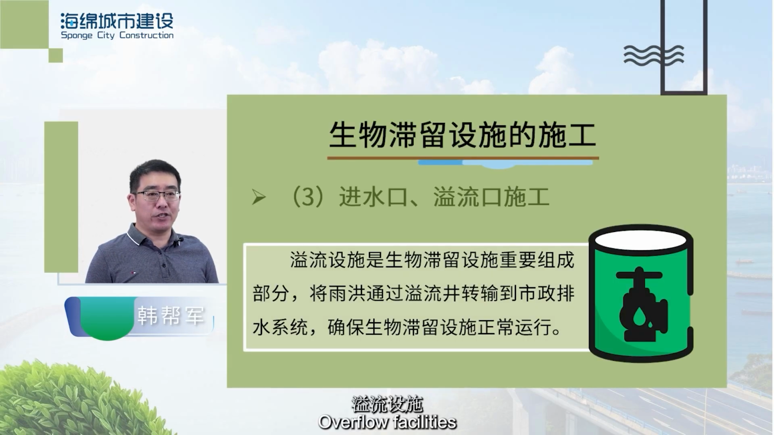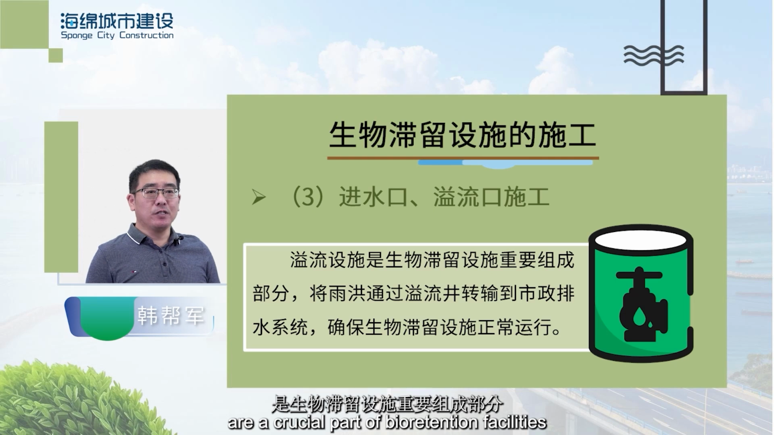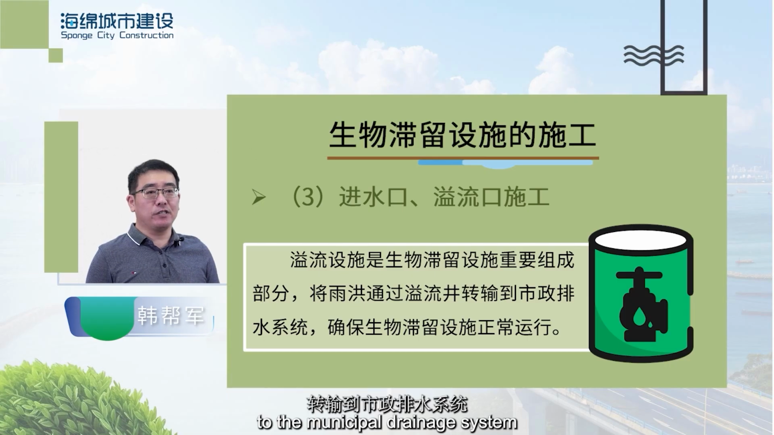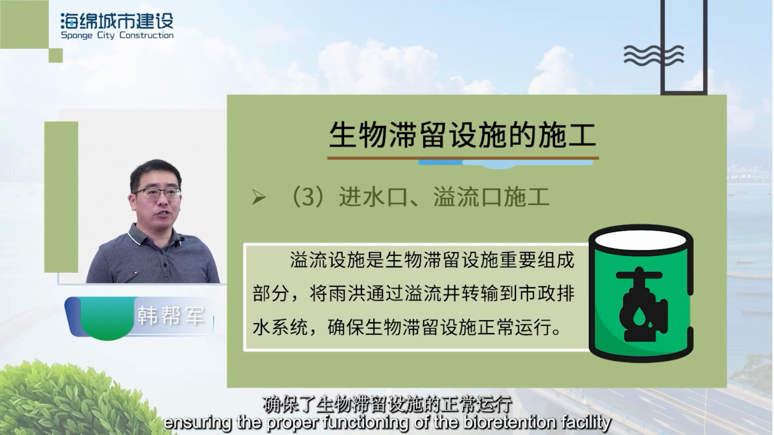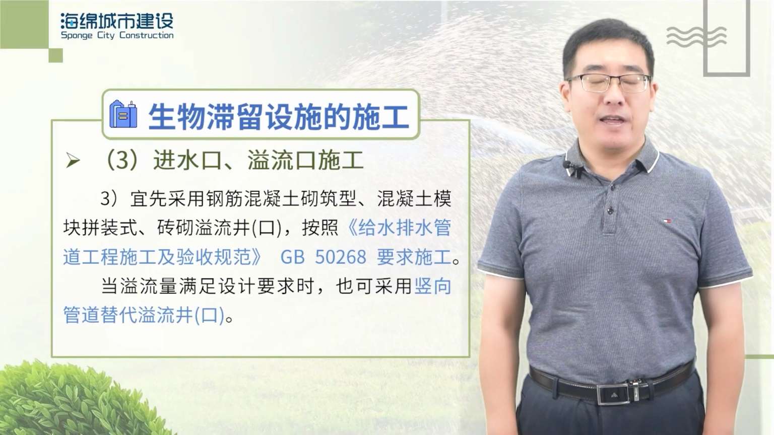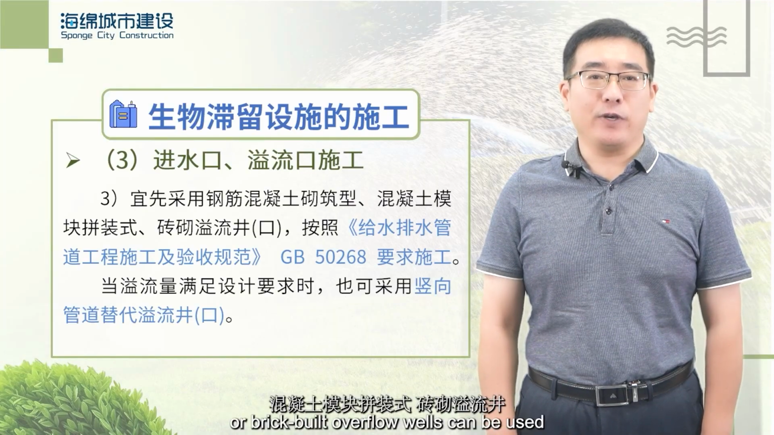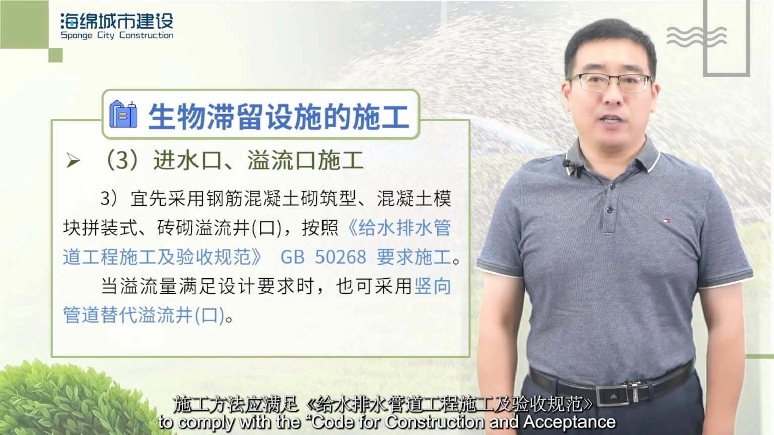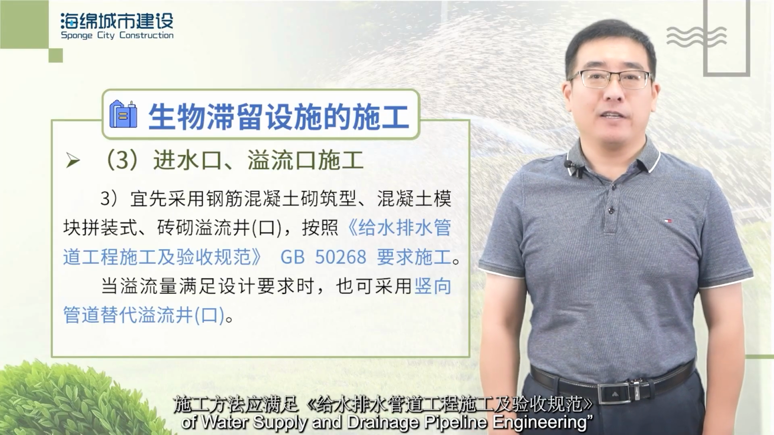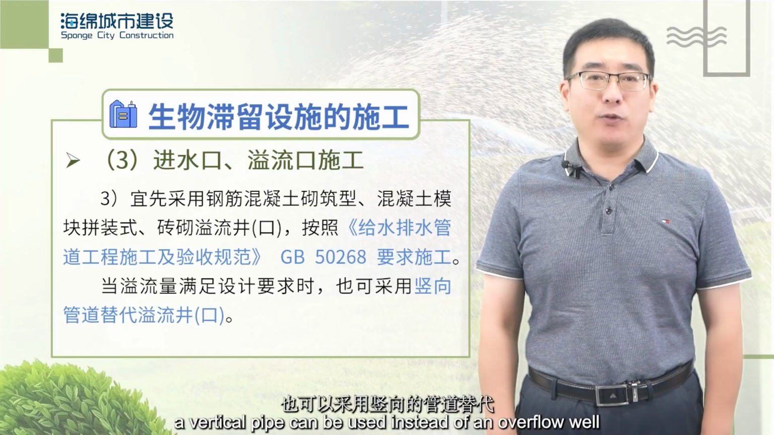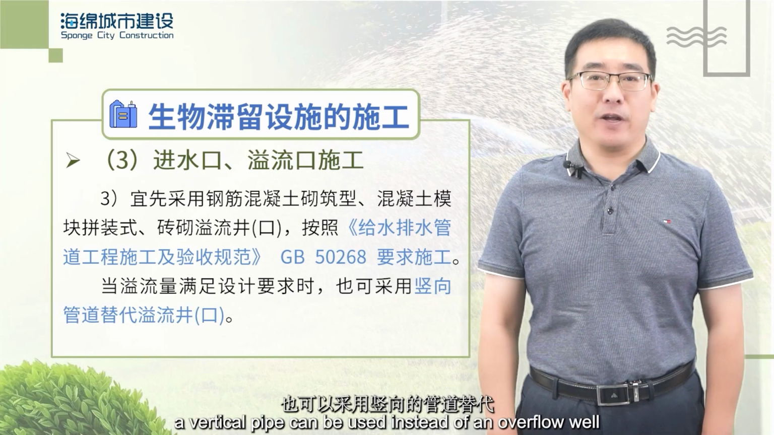Overflow facilities are a crucial part of bioretention facilities. They transport stormwater through overflow wells to the municipal drainage system, ensuring the proper functioning of the bioretention facility. Reinforced concrete masonry, concrete block assemblies, or brick-built overflow wells can be used to comply with the Code for Construction and Acceptance of Water Supply and Drainage Pipeline Engineering. When the overflow meets design requirements, a vertical pipe can be used instead of an overflow well.